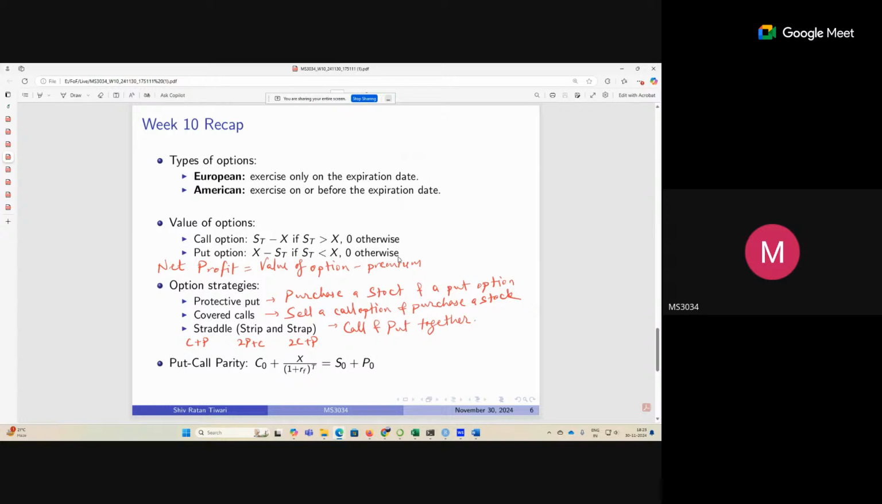Similarly, in the case of put options, your payoff is the exercise price minus the stock price when the stock price is less than the exercise price, and zero otherwise. When the stock price is more than the exercise price, you do not exercise your right to sell the asset. That's why it is zero otherwise. And this is the value of the option. From this you can calculate the net profit also. Net profit would be whatever value you are getting from the option minus the premium, which is the price you paid to purchase this option.